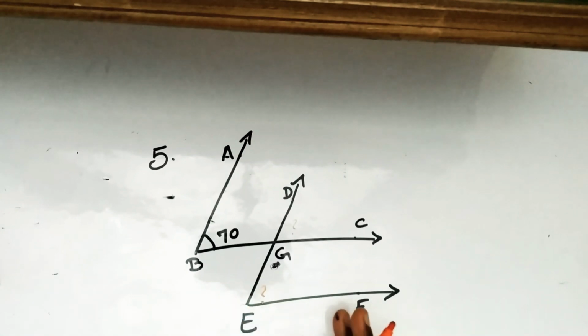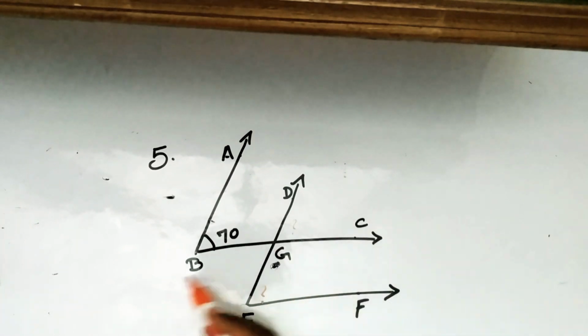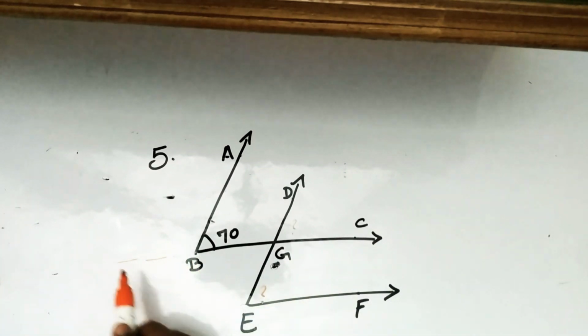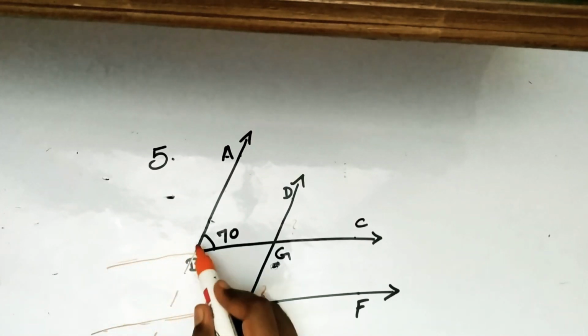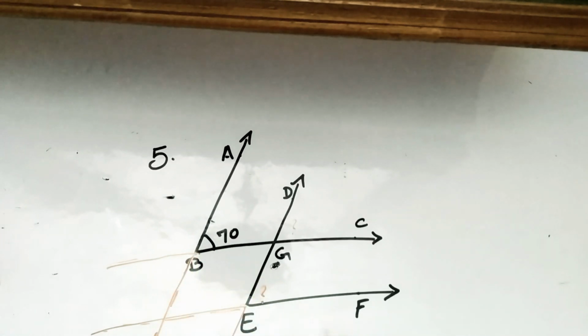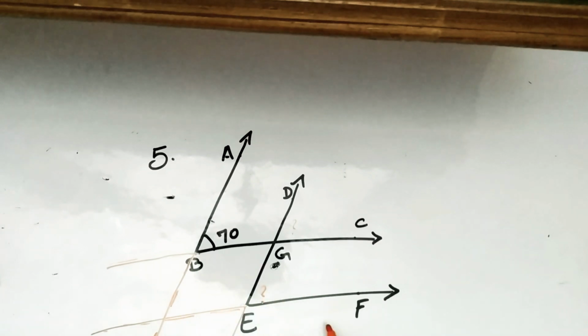Firstly, see where the transversal is or where the parallel lines are. It is given that these two arms are parallel to each other. Now you can extend it. Imagine it in your mind. So this looks like something similar, right? These are the two parallel lines and these are the two transversals.